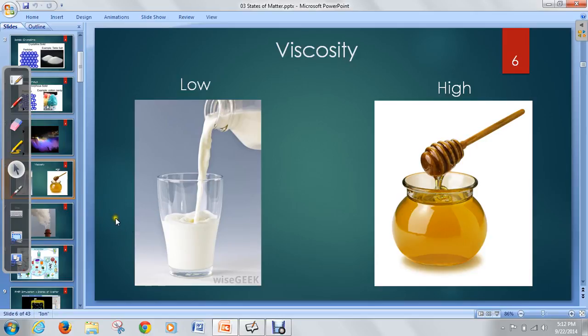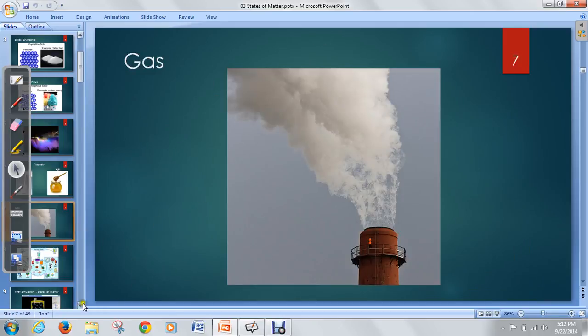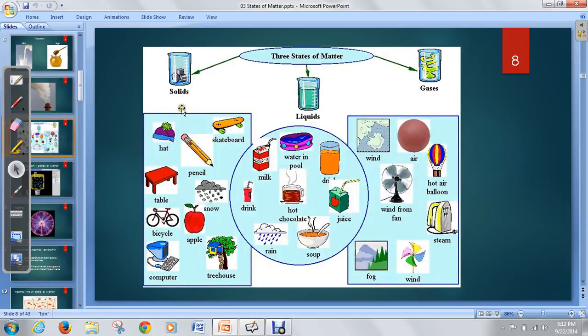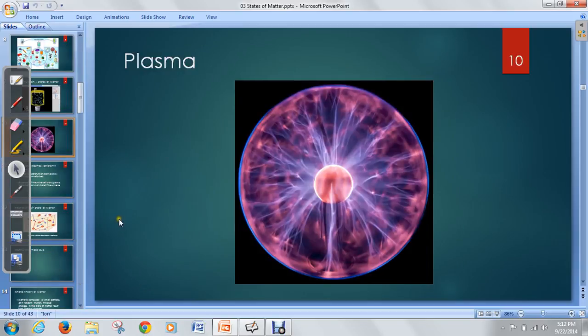very low viscosity. Okay. Then of course there's gases, and they neither hold their shape nor their volume. They spread out very rapidly. And so here's just a nice example of a couple of different things for each state: solid, liquids, gas. Okay. Then we talked about plasma, and plasma is one of the most commonly confused type of matter.